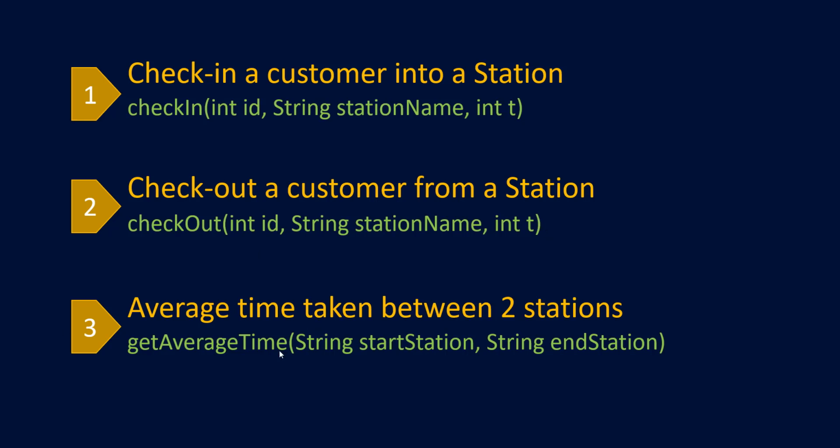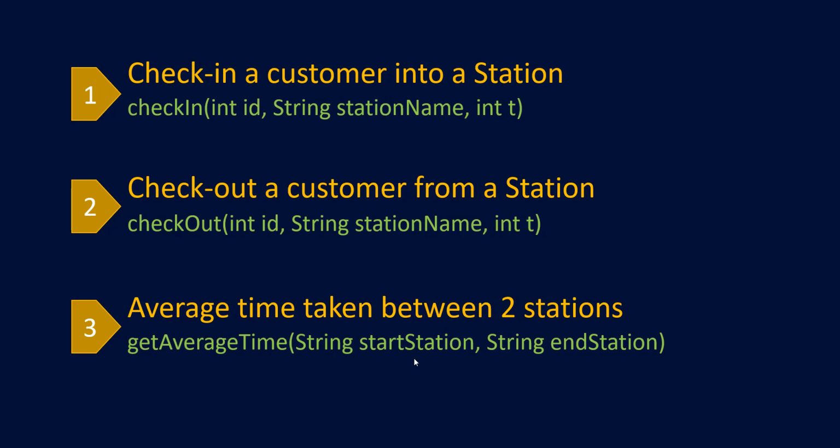The average time would calculate the average time that is taken between two stations given a start station and an end station. So over here we would need to find an average from all the customers who went from these two stations, and so we'll have their start and end timings and then we can calculate the average time.